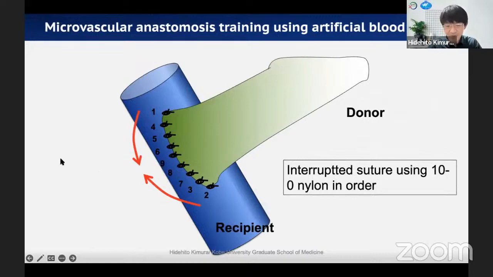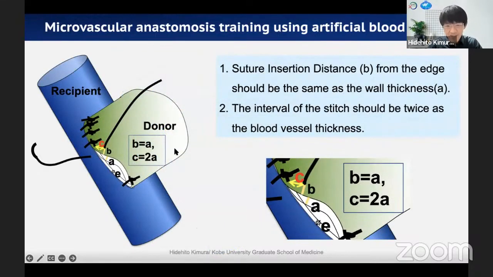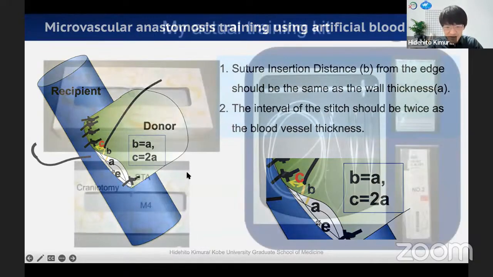in order later on. And the needle insertion point is very important. From the edge, it should be the same as the wall thickness, like this. And the interval of the stitch should be twice the blood vessel wall thickness. This is just an estimation. But as I mentioned, this far-away insertion is advantageous, since an inverted edge toward the lumen may cause platelet aggregation postoperatively.